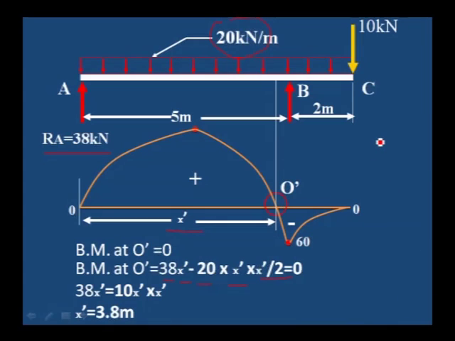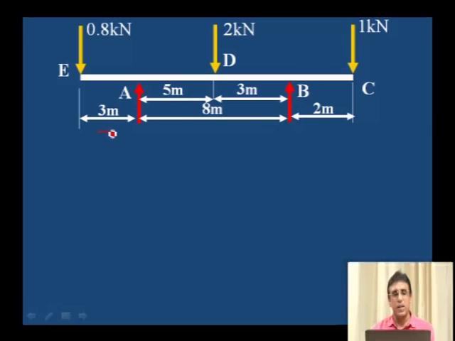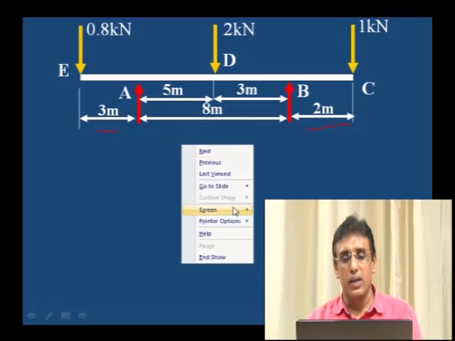Like this, if a single overhanging beam is given, you should calculate the point of counterflexure also. And this is the maximum bending moment. Let us take the next, a double overhanging beam. You can observe here why it is called a double overhanging beam. It is extended from A on the left side 3 meter and extended on the right side 2 meter. Both the sides it is extended. That is why this type of beam is called a double overhanging beam.